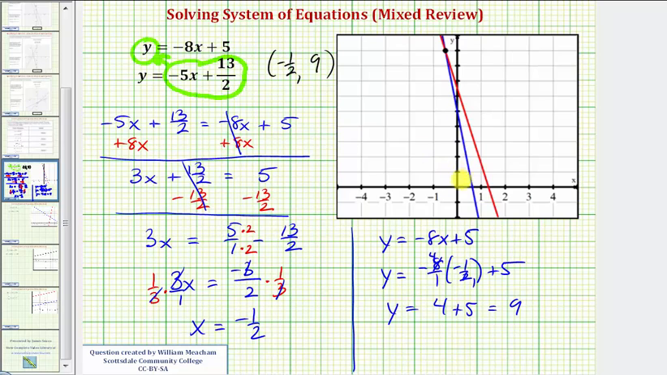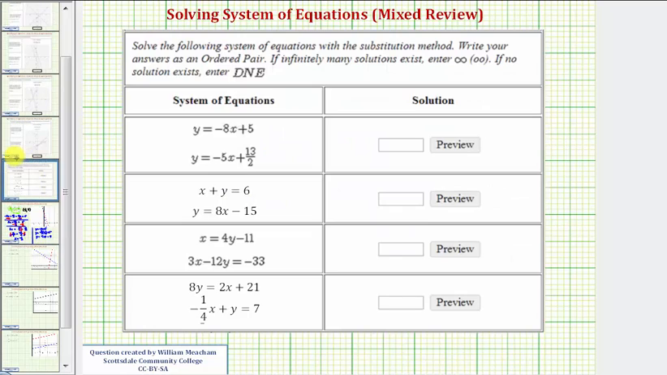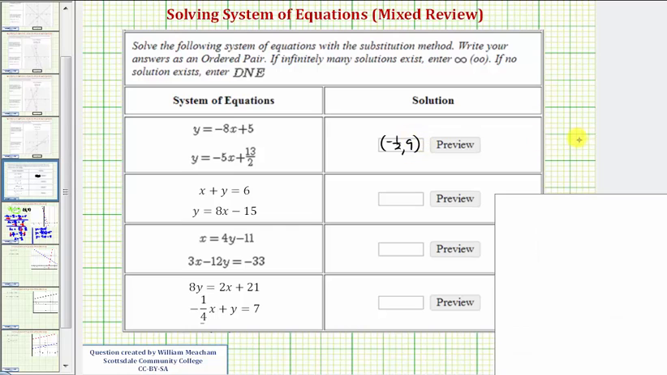I did provide the graph here. Notice how the graph does verify our solution. The intersection point is here with coordinates negative 1/2, comma 9. So our solution is x equals negative 1/2, y equals 9, but we're asked to enter the solution as an ordered pair. So we have open parenthesis negative 1/2, comma 9, close parenthesis.